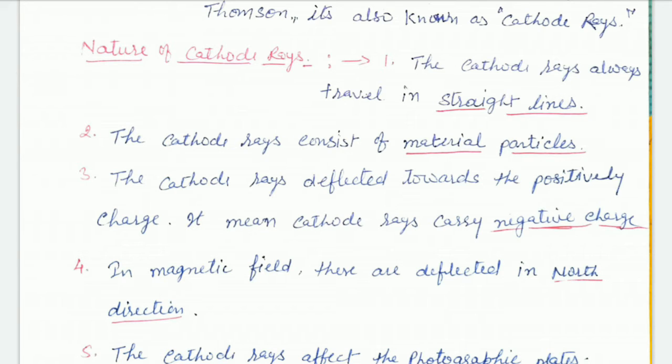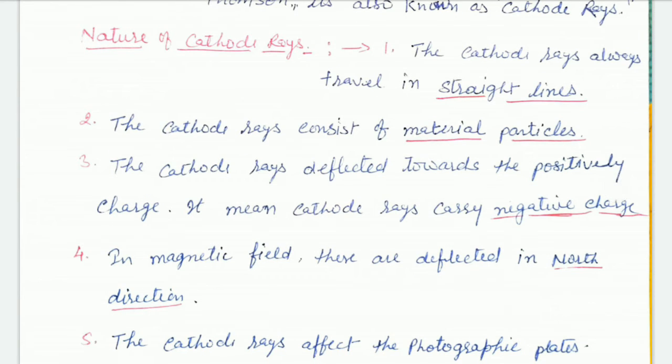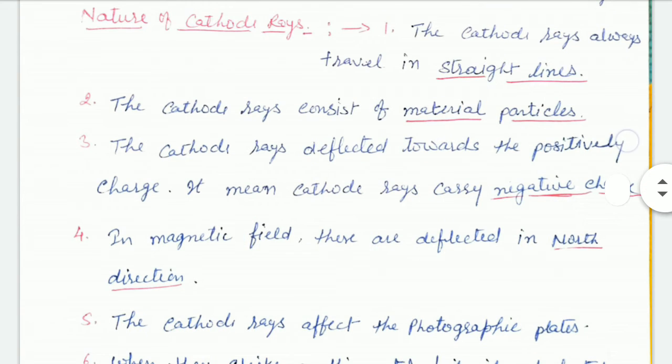When a paddle wheel is placed in cathode rays, the paddle wheel moves. It is proof that cathode rays consist of material particles. When an object is placed between the cathode rays, the object forms a shadow. It means cathode rays always travel in a straight line.